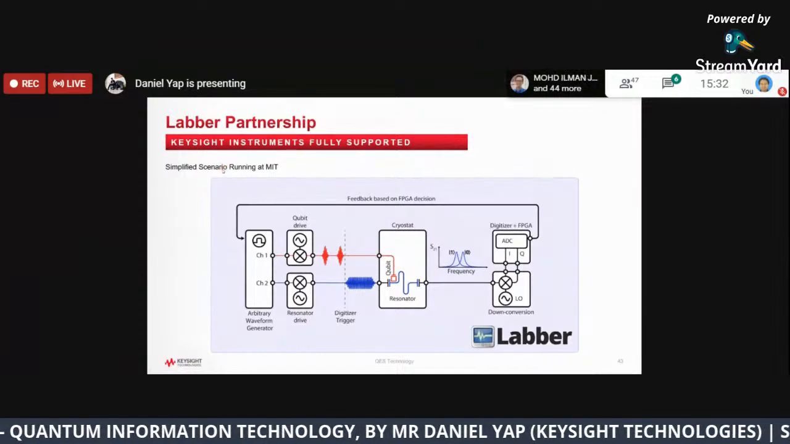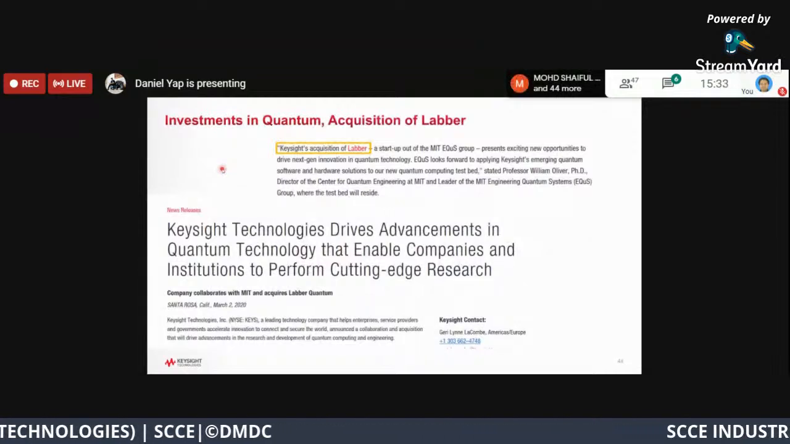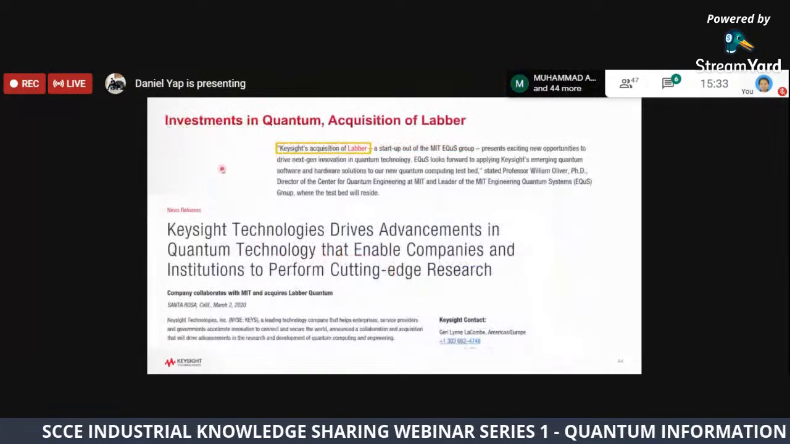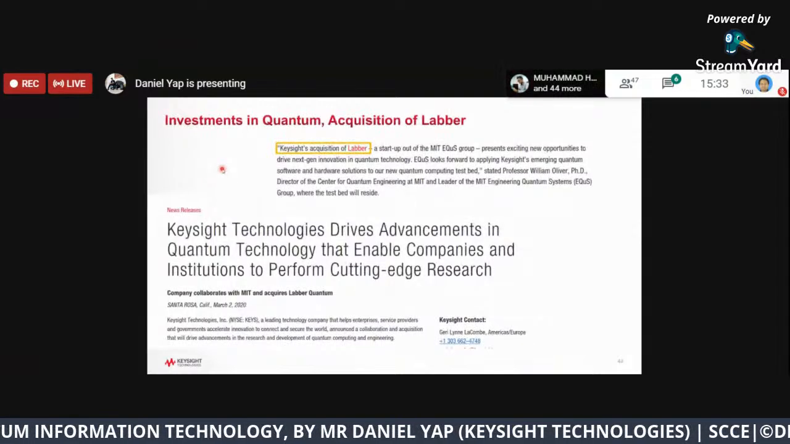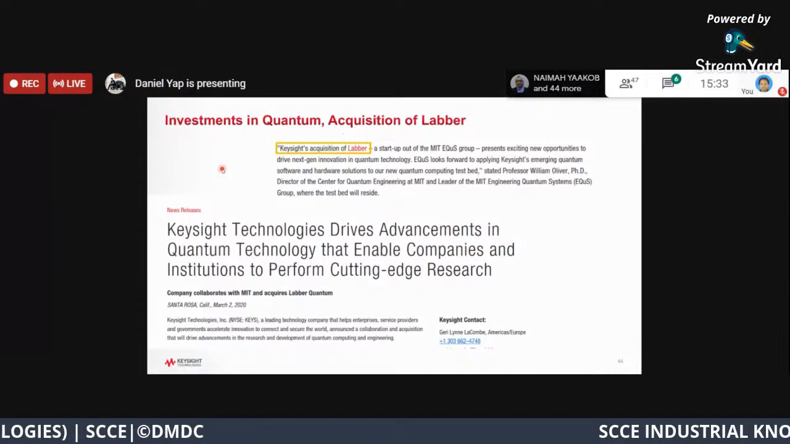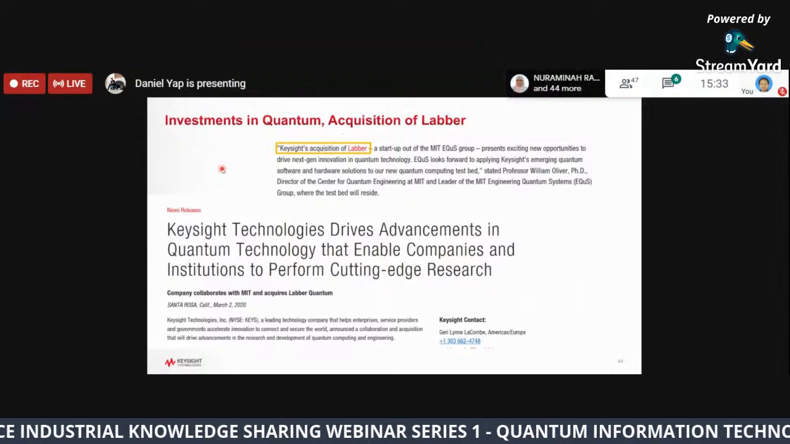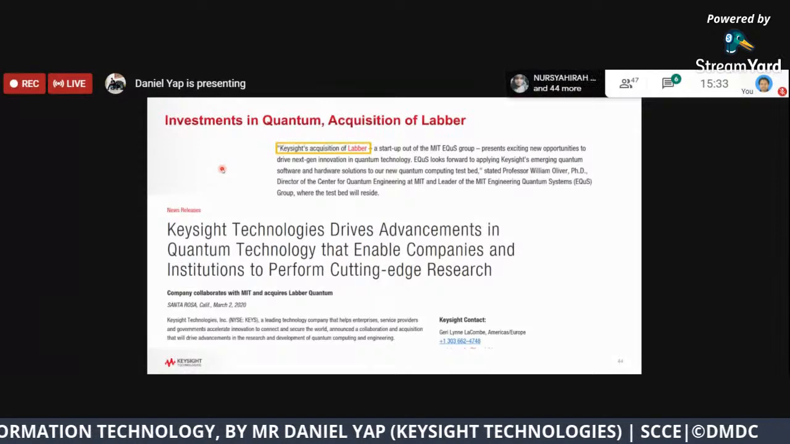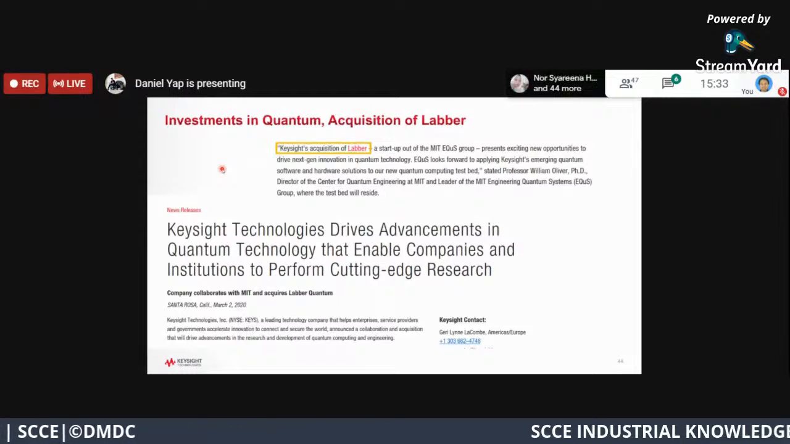The good news is, just early this year, before our MCO, we bought this company Labor. So we were actually a partner with Labor, and then we saw there's potential. Keysight decided to acquire Labor and set it up as part of the Keysight ecosystem, and it resides in MIT. So we are actually hiring quantum engineers in MIT as well to continue the development of this area. So it's very interesting. I'm very excited to see how we move from here. And I would say there's so much potential in it.